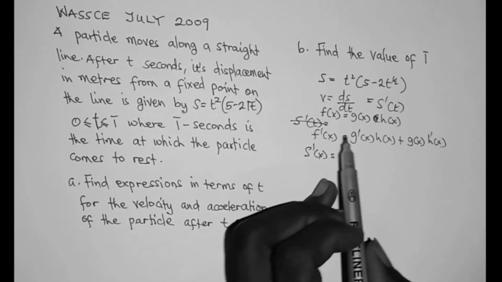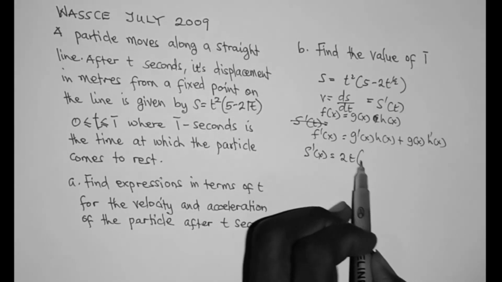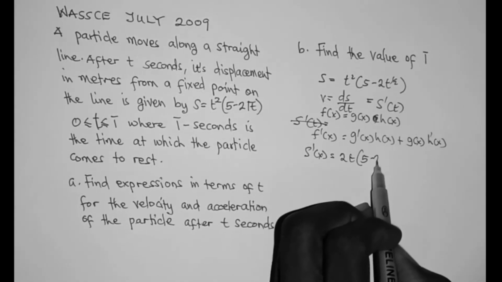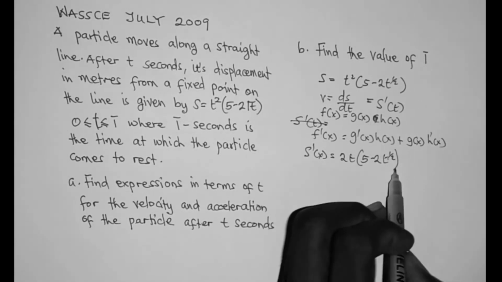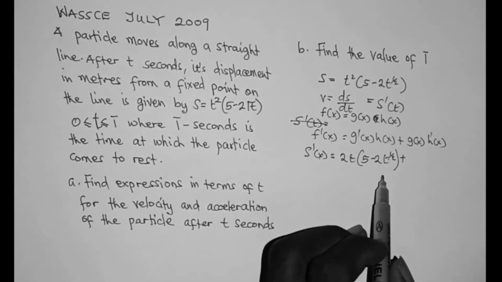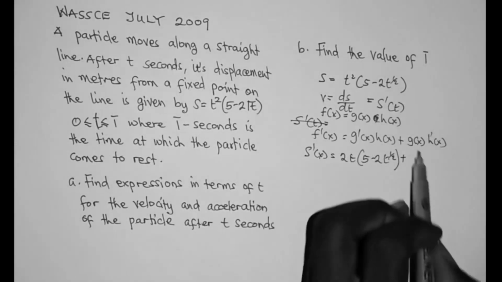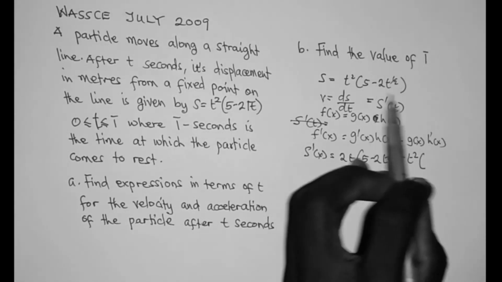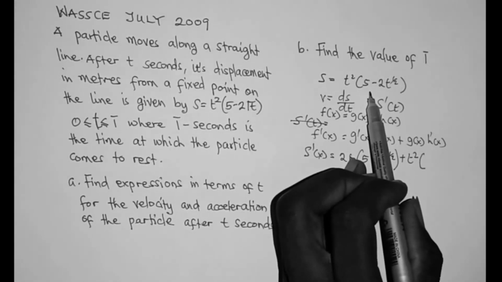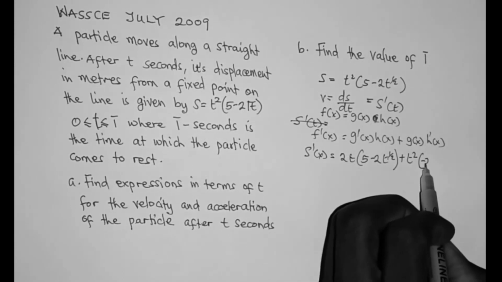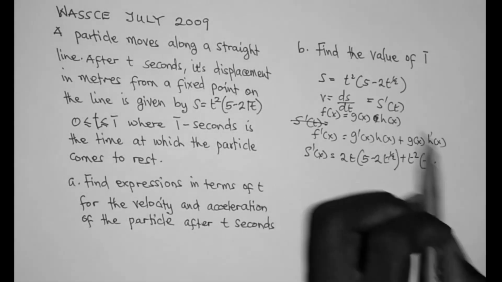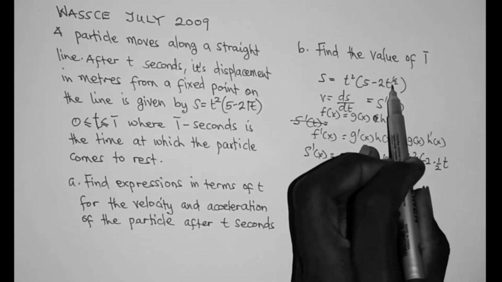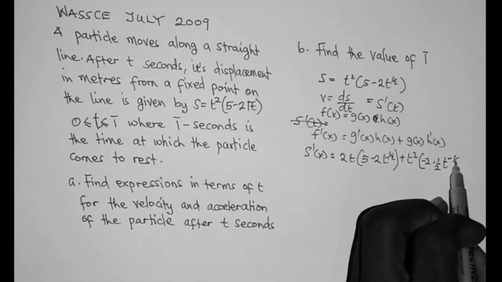So g prime of t is 2t. Then we multiply by h of t, which is 5 minus 2t exponent half. Then plus g of t, which is t squared, and multiply by, if we differentiate this, if you differentiate 5 it is 0. So minus 2 times 1 over 2, then times t exponent 1 over 2 minus 1, which is minus 1 over 2.